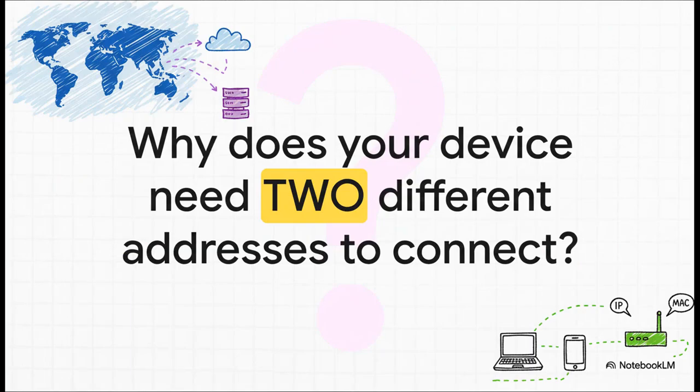So why the two addresses? I mean, why the complexity? Why can't we just have one and call it a day? Well, let's dig into this two-layer system, because it's pretty fundamental to how the internet works.